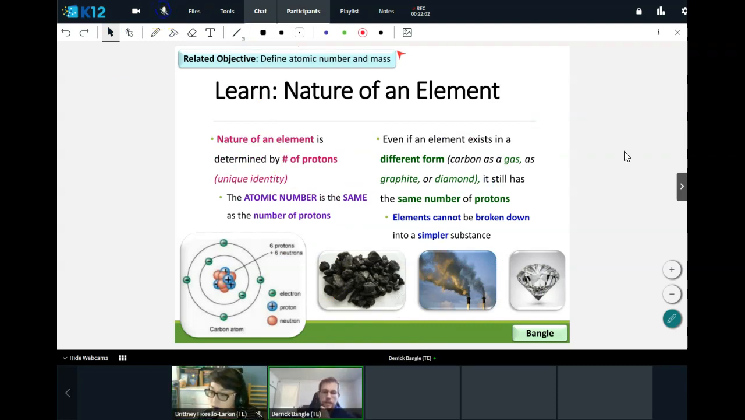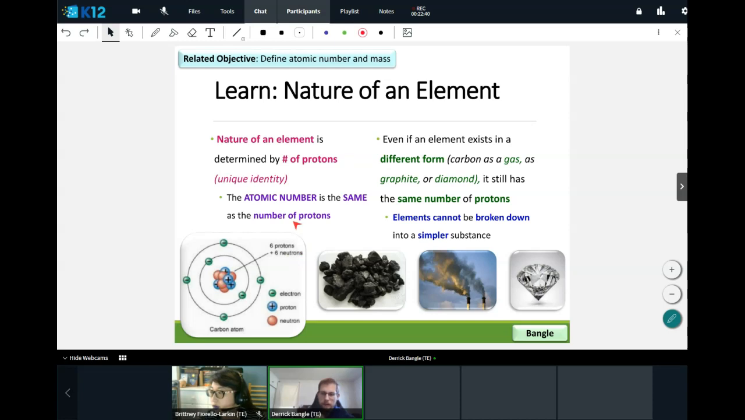By its number of protons. So we're going to start learning how these numbers of protons affect how an element acts or what an element is. Remember that the number of protons determines this unique identity. So with carbon down here, we can see that carbon is in multiple forms. We can see that it can form a solid diamond. It can be a solid coal, which we can use as fuel. And then when we burn that fuel, it becomes a gaseous form that we can see coming out of the smokestacks in the middle picture. However, even if it changes form, the carbon still has the same amount of protons.